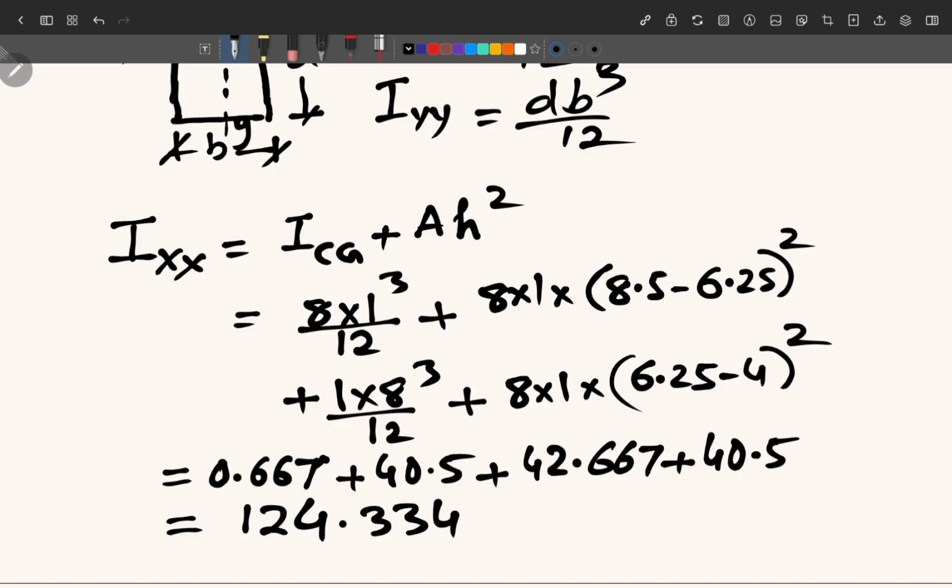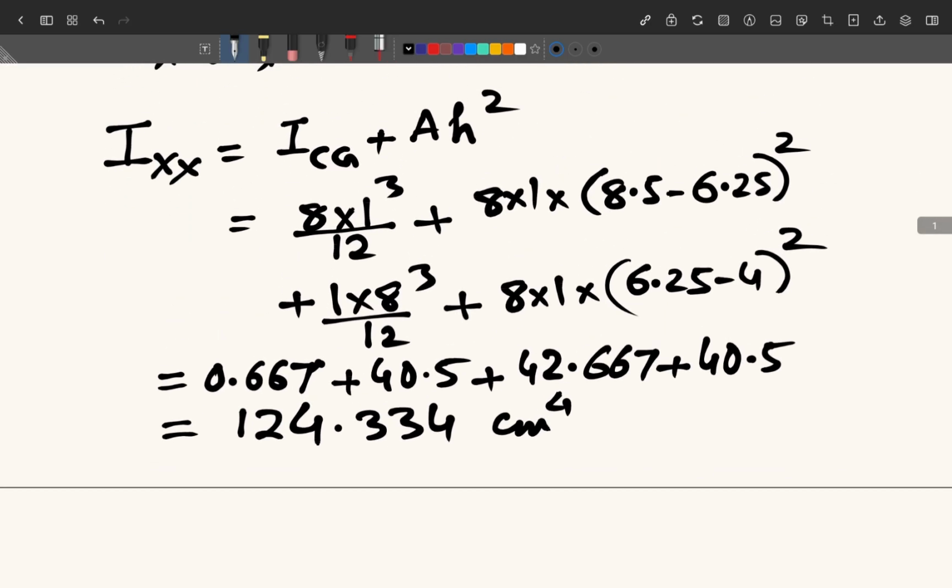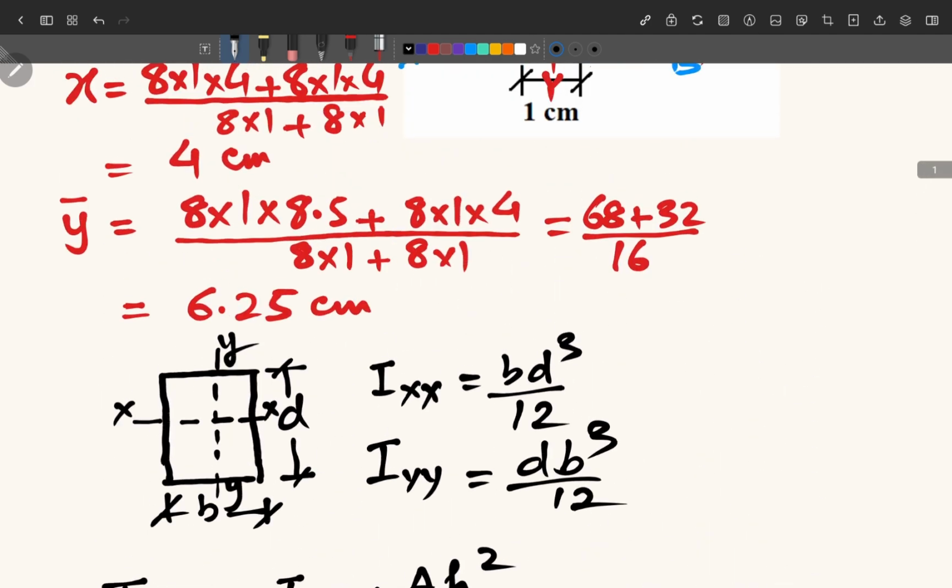The unit for area moment of inertia has power 4 of the dimension which you have taken, centimeter or meter, whatever you are using. Here we are using centimeter, so it will be centimeter to the power 4. So this way we have calculated the moment of inertia of the T section about its x-axis which is passing through its centroid. Now we come to the moment of inertia about the y-axis of the T section. We write here Iyy, moment of inertia about the y-axis of this T section.